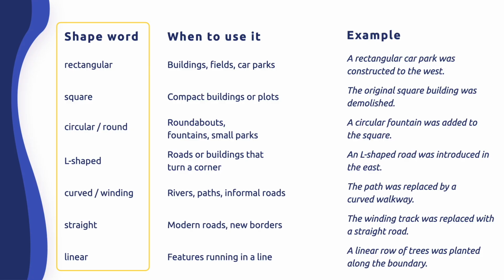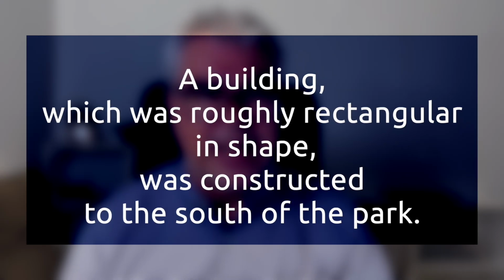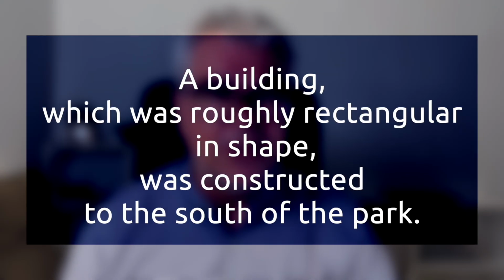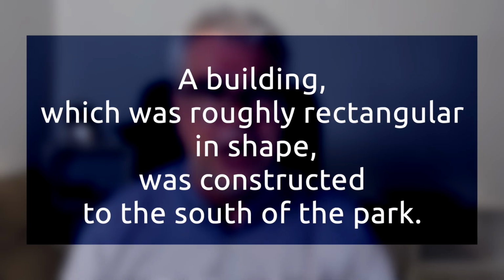For example, a rectangular building was constructed to the south of the park. A second pattern you can use is to put the actual shape in as a relative clause. This makes your sentence a bit longer, but it has the advantage of showing the examiner that you can use more complex grammatical structures. Here is an example for you. A building which was roughly rectangular in shape was constructed to the south of the park.